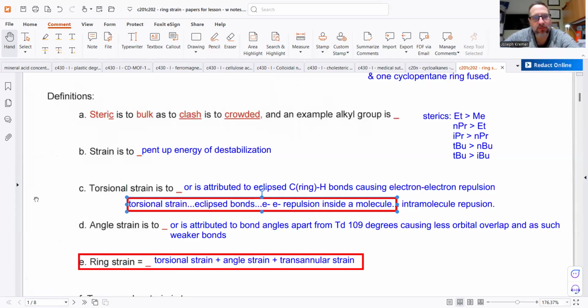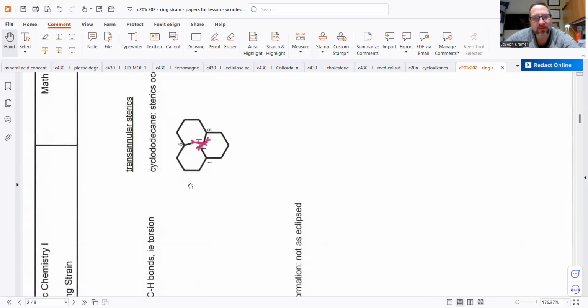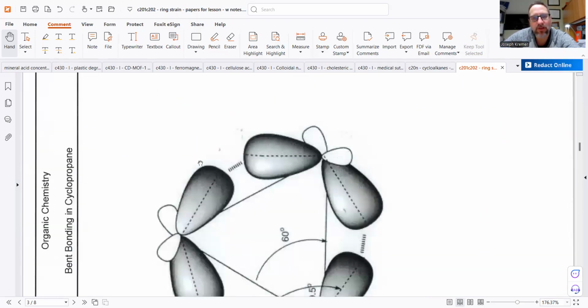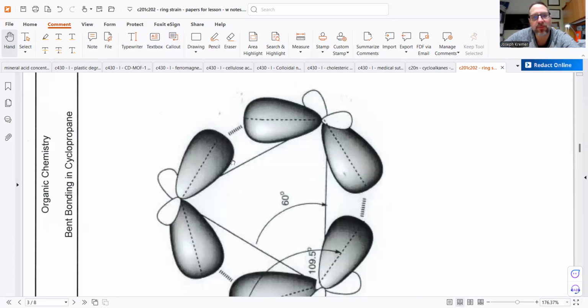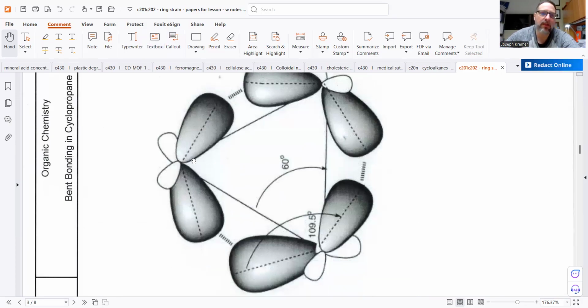What comes about with angle strain is that if you're forcing lobes, which should be bonding at 109 degrees, to bond at 60 degrees, the orbitals are not going to meet head on. They're going to meet at an angle. And if they meet at an angle, then the bonds will not be as strong. There's not as much orbital overlap. The more orbital overlap, the stronger the bond.